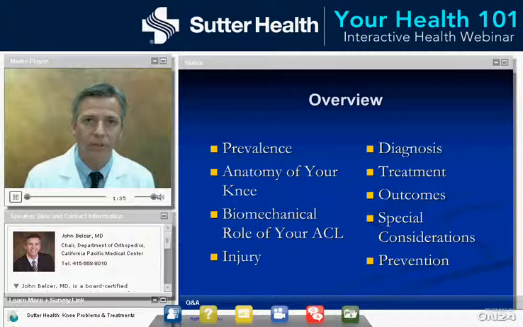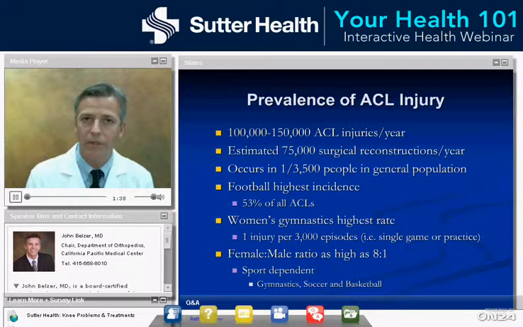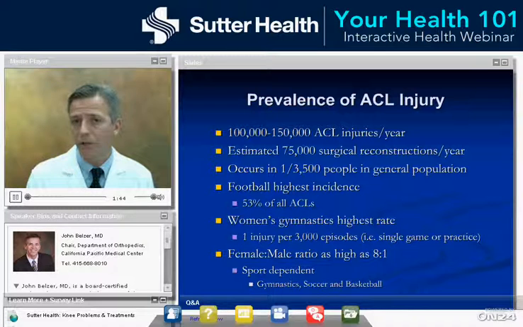So the prevalence of ACL injuries is about 100,000 to 150,000 ACL injuries estimated to occur in the United States every year. There's also an estimated 75,000 surgical reconstructions, potentially higher, every year at a cost of $1 billion per year to the healthcare industry. ACL injuries occur in about 1 out of every 3,500 people in the general population, and football tends to again represent the number one sport in terms of the incidence of ACL injuries.